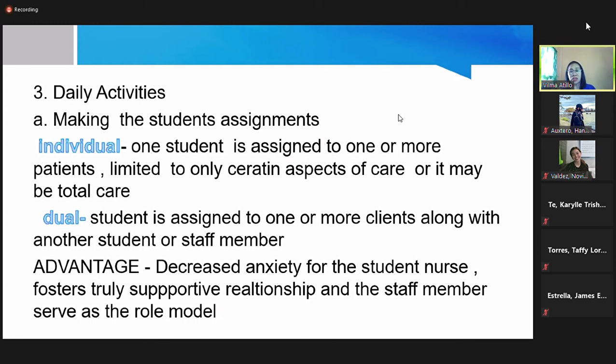Advantage, there is a decreased anxiety for the student nurse and that fosters a truly supportive relationship, and the staff members serve as the role model. So with the dual responsibility, it will deload the nurses because there is a student nurse, as well as the student nurse does not have difficulty in the task because you are with the staff nurses also. Okay?